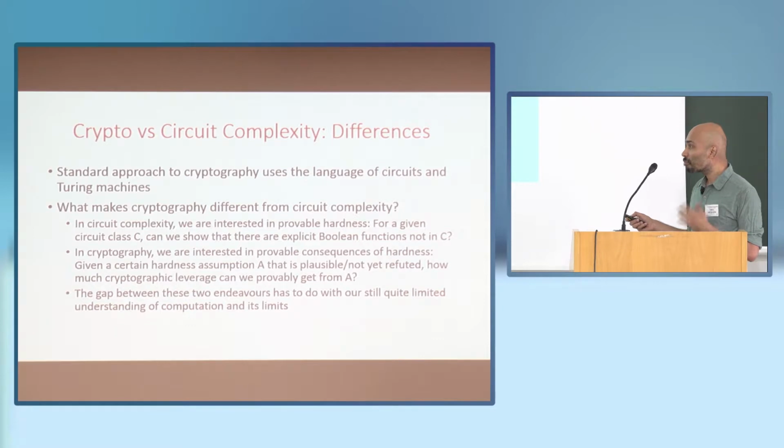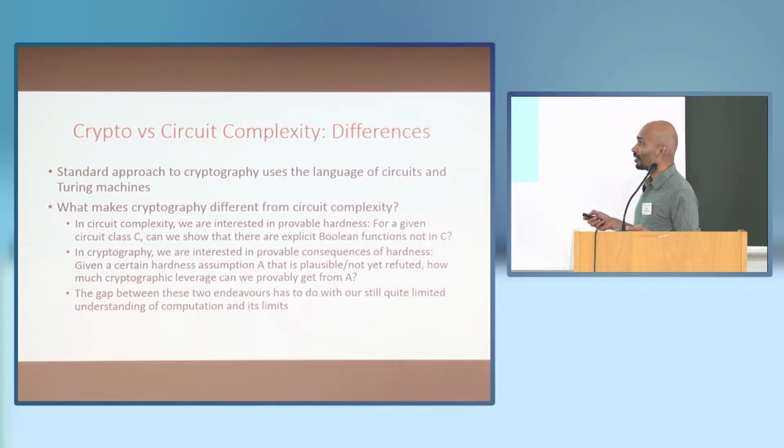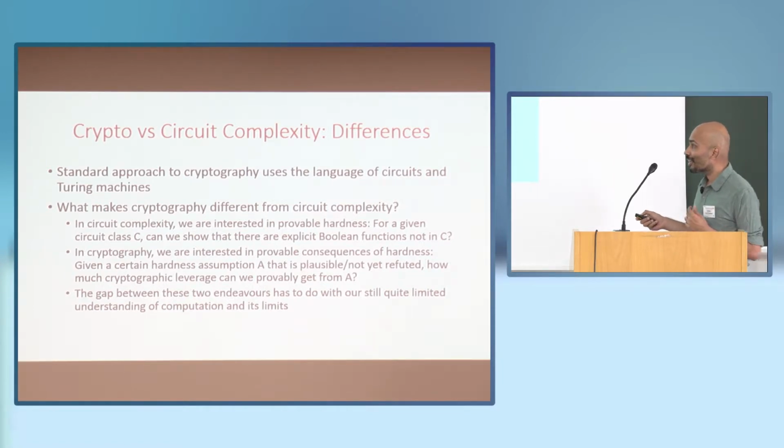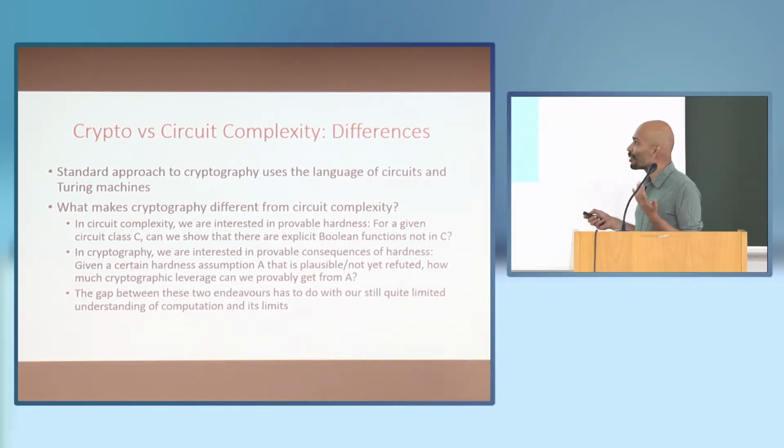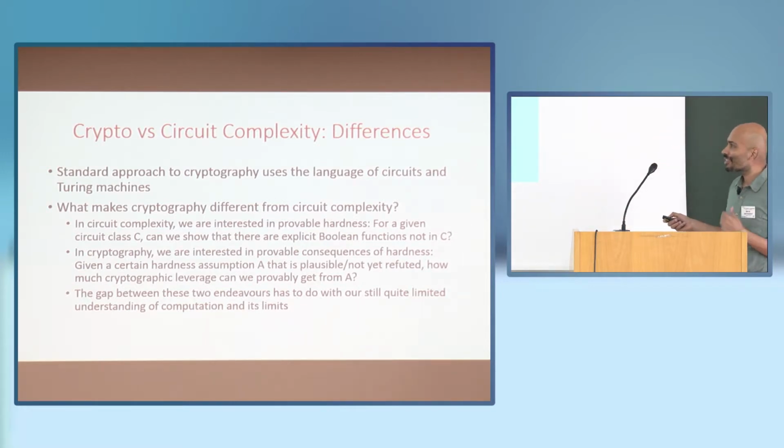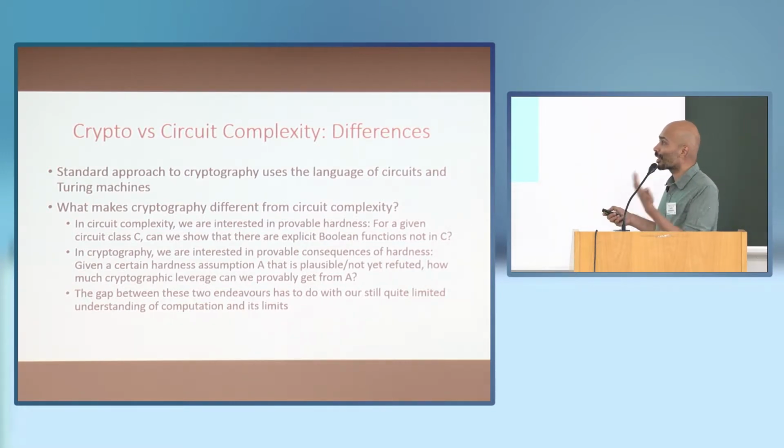In circuit complexity, what we're typically interested in is showing provable hardness. For a given circuit class C, can we show the explicit function is not in C? And in cryptography, we're interested in provable consequences of hardness. So there, it makes sense to take a certain hardness assumption that's plausible or at least not yet broken and ask how much cryptographic leverage we can get from it. There's a sort of cost-benefit analysis where you're paying for this hardness assumption, but then how much can you get out of it? Here we're very much interested in what you can prove to be hard. And there's a big gap between these because we understand so little about computation. So we're interested in very different parts of the space, but the phenomenon we're studying is probably quite related.